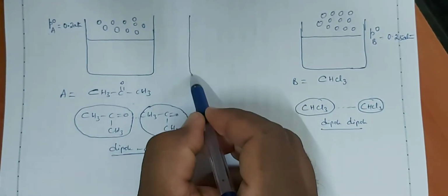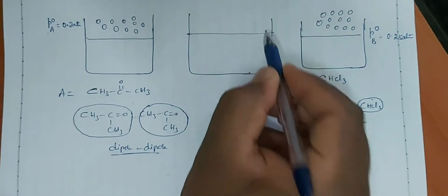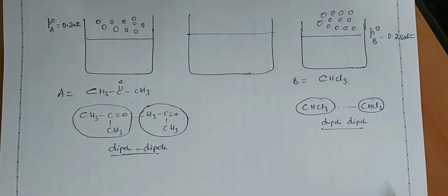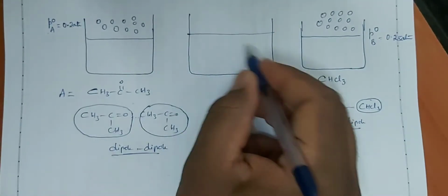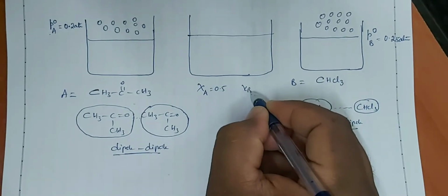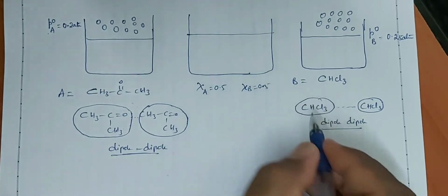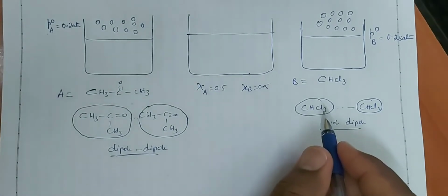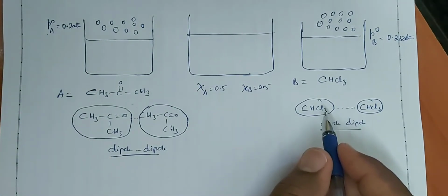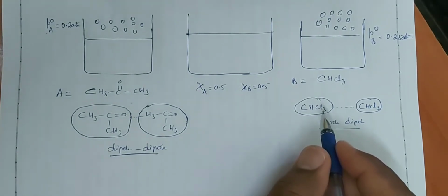Now we are going to prepare one solution by mixing these two, chloroform and acetone. In this liquid form, chi A is equal to 0.5, chi B is equal to 0.5. Mole fraction of acetone is equal to 0.5. Mole fraction of chloroform is also 0.5. Like that I have taken the solution. For your understanding purpose, I am explaining that one. Is it okay? Now let us see.